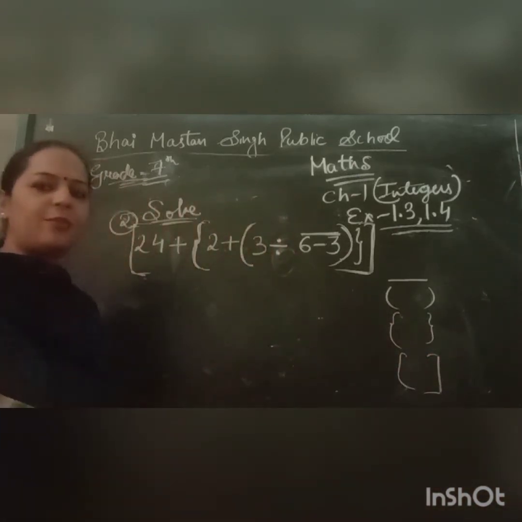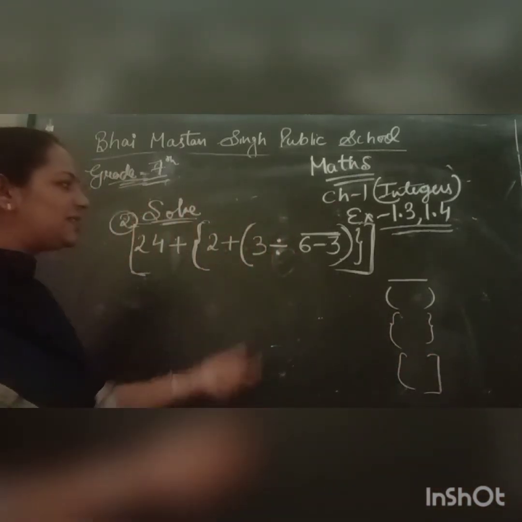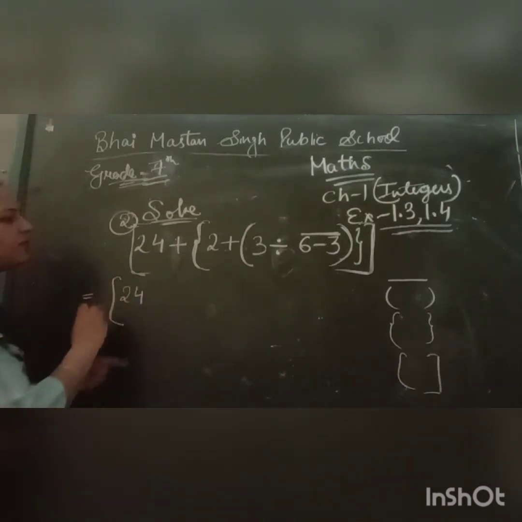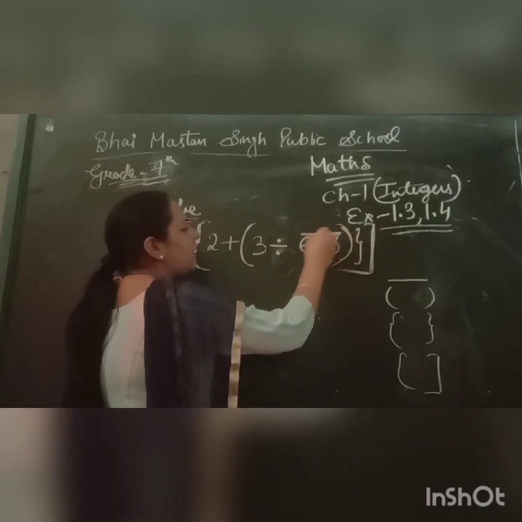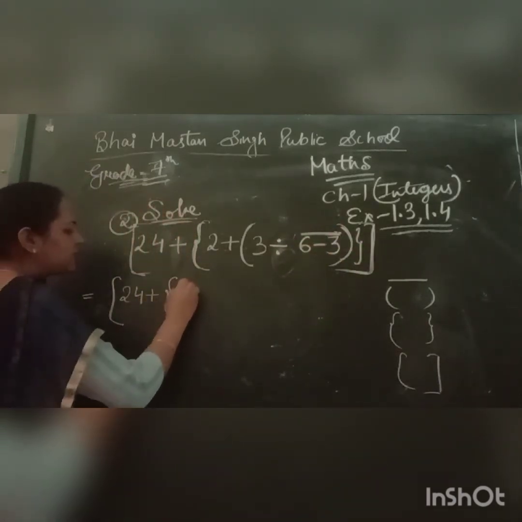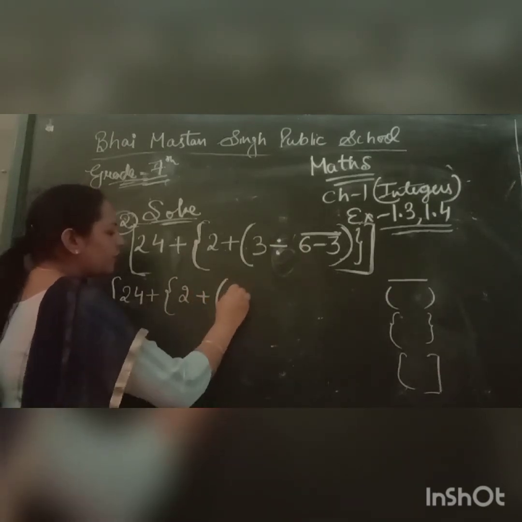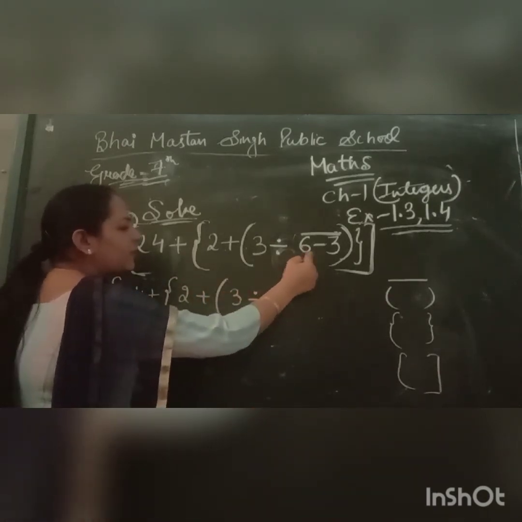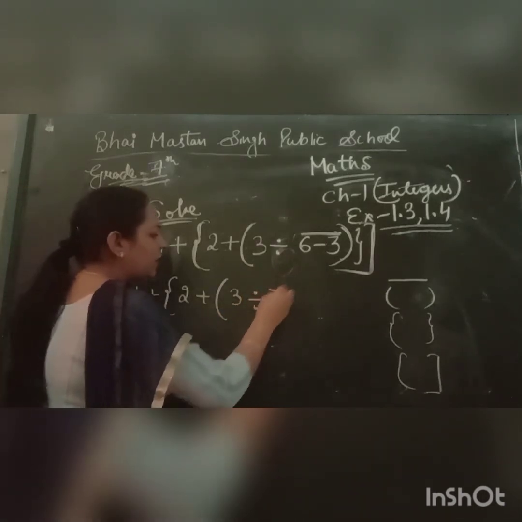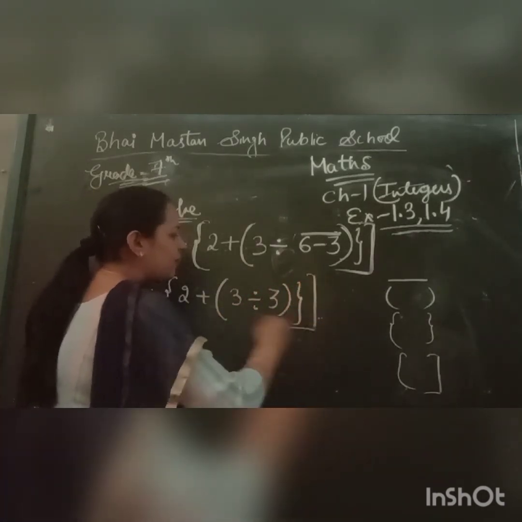We will solve step by step. Then we can easily solve this statement. Now other things will be the same. See, where is the bar bracket? Here is the bar bracket. We will solve it. Other things I am writing the same as 2 plus 3 divided by, in the bar bracket there is 6 minus 3. 6 minus 3 is 3. Okay, the bar bracket is over.